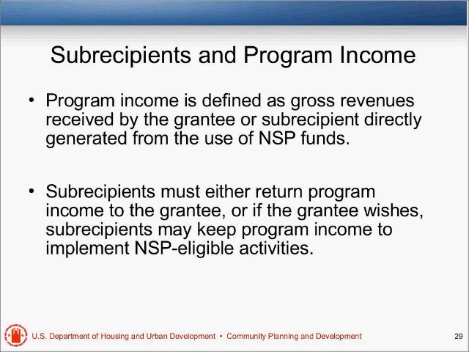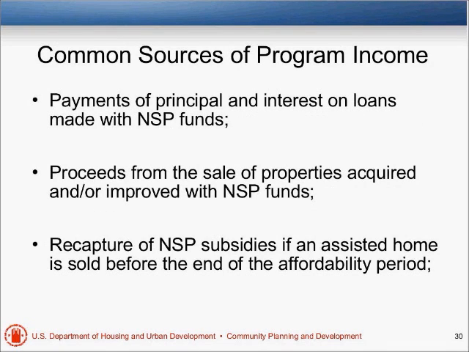Let's look at some common sources of program income. We've got payments. If you made a direct loan with NSP funds, the payments of the principal and interest back to you is program income. Proceeds from the sale of properties acquired and or improved with NSP funds, and if someone sells a home before the end of the affordability period, the amount of money you recapture is also considered program income.